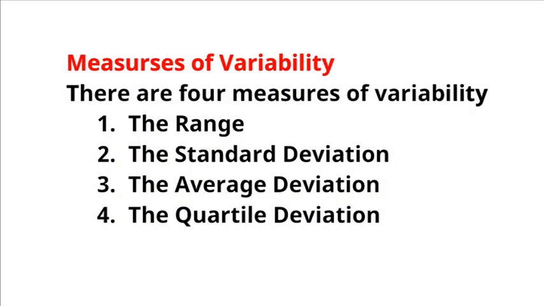So, there are 4 measures of variability. Number 1, the range. Number 2, the standard deviation. Number 3, the average deviation. Number 4, the quartile deviation. So, let us talk one by one.